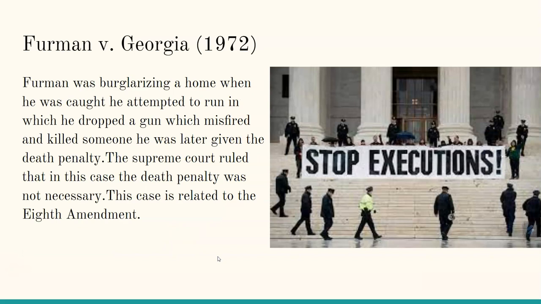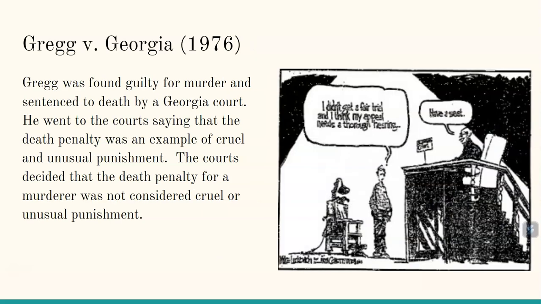Furman versus Georgia. That had to do with the death penalty, and the death penalty goes with the Eighth Amendment, cruel and unusual. Gregg versus Georgia. Again, death penalty. If you look at the 70s was the time a lot of Eighth Amendment death penalty cases were coming down the pipe. That was a real hot button issue back in the 70s.